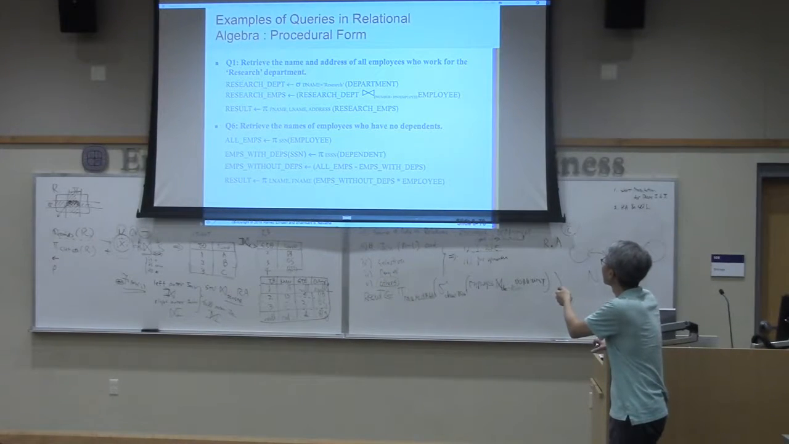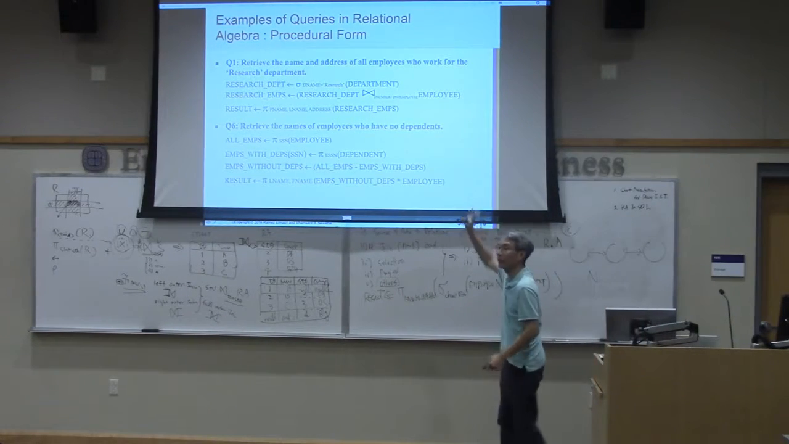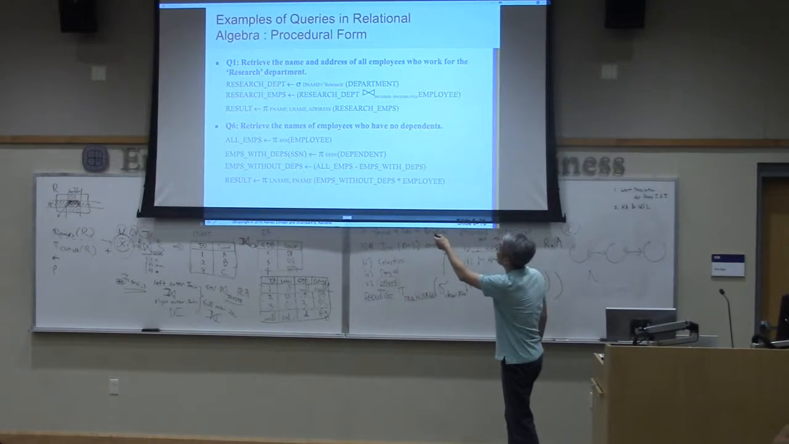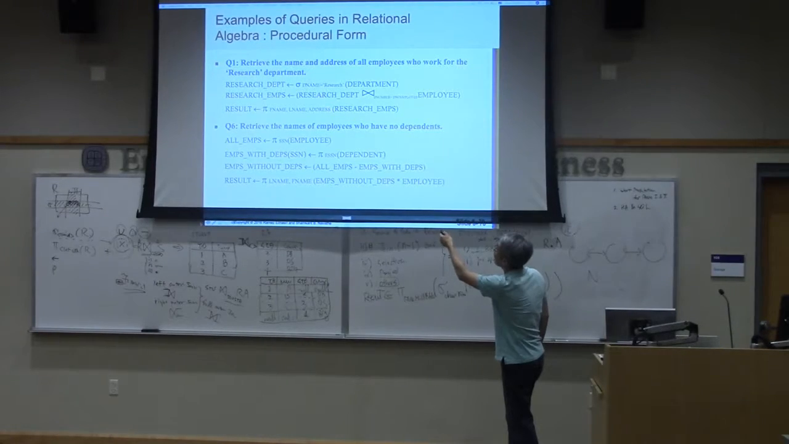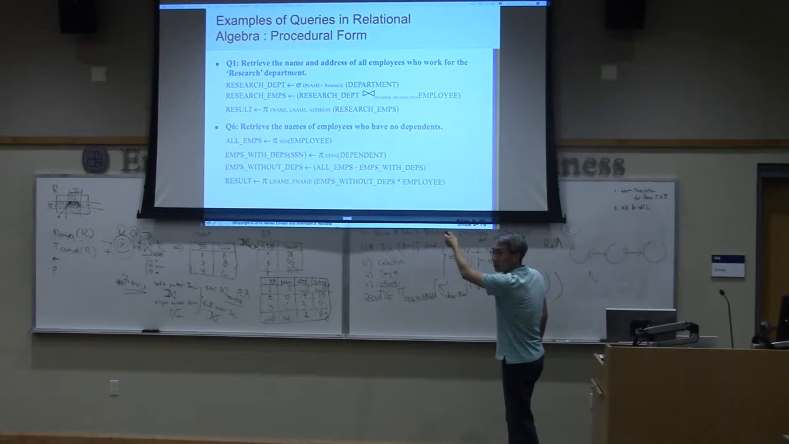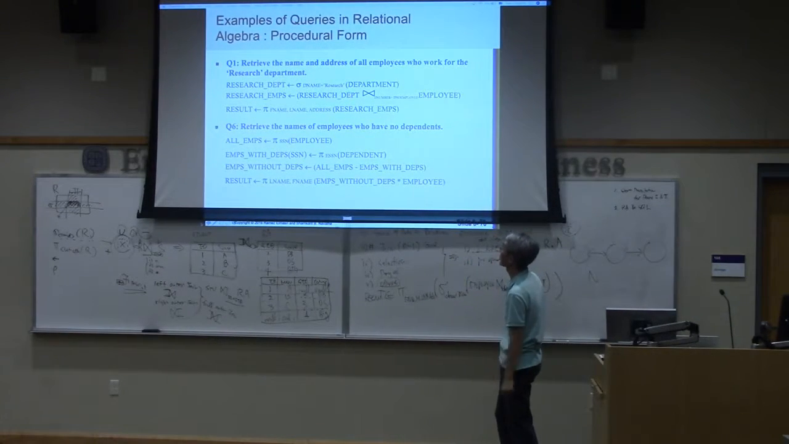Then the join with the D number and the DNO, so employee DNO. Okay, then first name, last name, address as a project. So either way is fine. However, if you are using this notation, you need to use the research department as the name of the relation. Okay. So that is the first example.